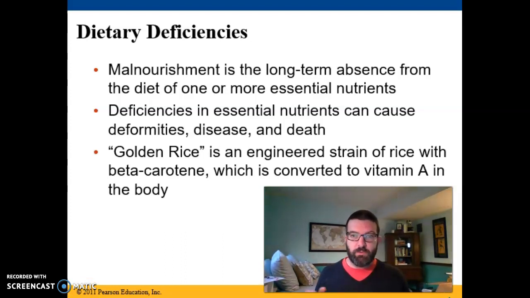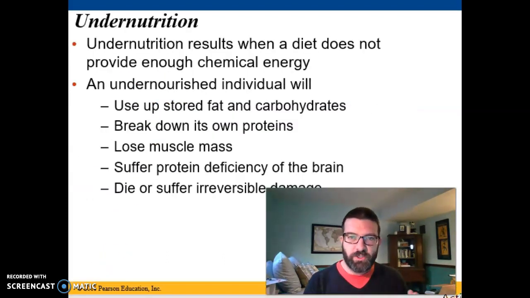So malnourishment is when you have an absence of an essential nutrient in your diet, one or more essential nutrients. This is different from undernourishment, which means you just are not getting enough calories. So you can be getting enough calories, but not be getting all of your essential nutrients, and we call that malnourishment. Undernourishment just means you are using up more calories than you're bringing in over a long term.